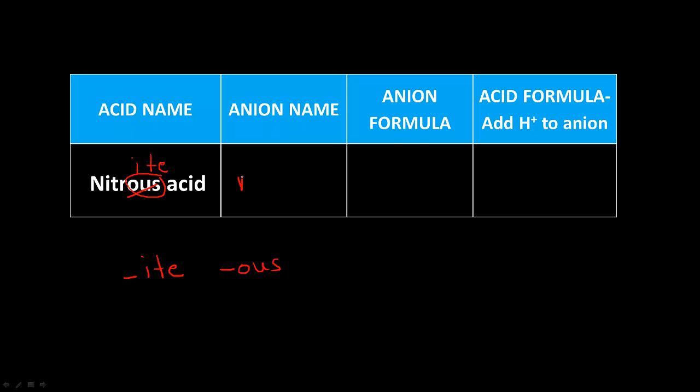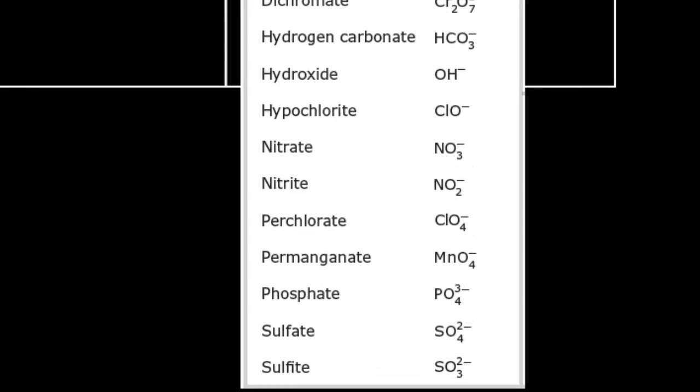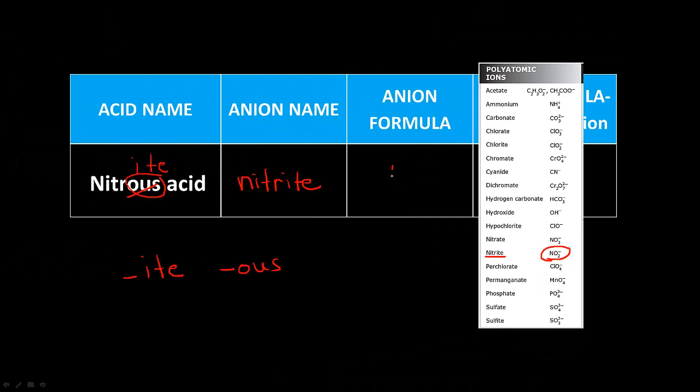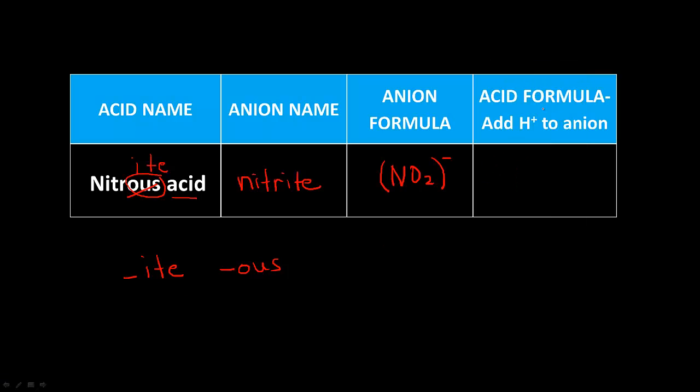So our anion name is nitrite. Now we need to find out our anion formula. And since it is ITE, we need to look on our polyatomic ions for nitrite. So if you look down here, nitrite is NO2 with a -1 charge. So our anion formula is NO2, and I would prefer you guys to go ahead and put parentheses around it with a -1 charge.